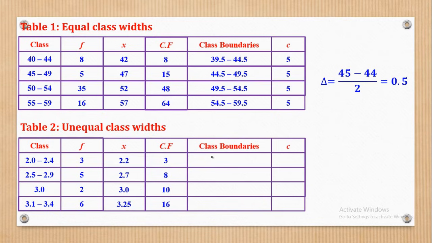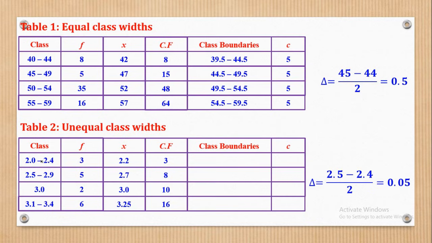Then for class boundary, you first get delta. So this minus this divided by 2, you come up with 0.05. So it means that you subtract 0.05 to get the lower class boundaries and add 0.05 to get the upper class boundaries.